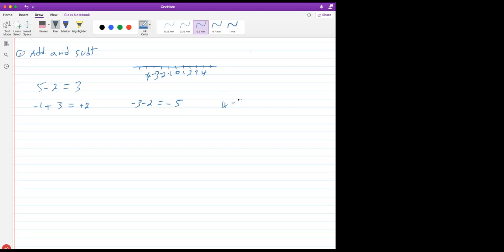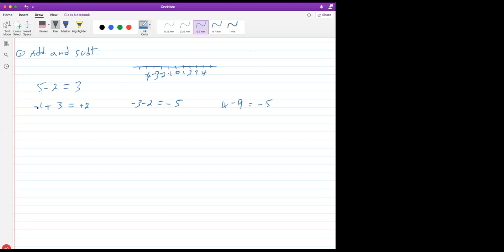What if we have 4 minus 9? Negative 5. Okay, so this can look confusing. Let's actually see how to do this with the number line.